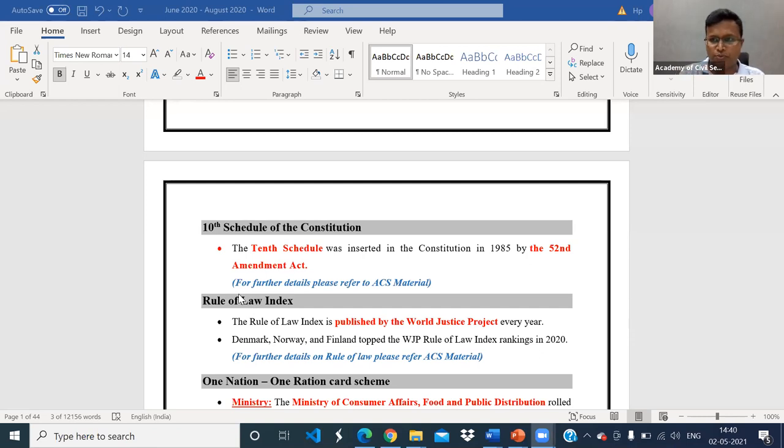10th Schedule of the Constitution. In different states of India, MLAs were disqualified. In Rajasthan, there was the issue of Sachin Pilot revolting against Congress and going out. In Madhya Pradesh, there was the issue of Jyotiraditya Scindia and 22 MLAs revolting against Congress and joining BJP. Here, the 10th Schedule and disqualification on grounds of defection came up in the news. It was added into the Constitution by the 52nd Amendment Act. That is why a question might come.